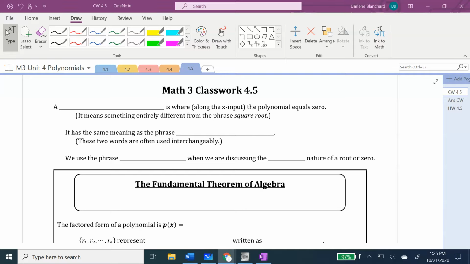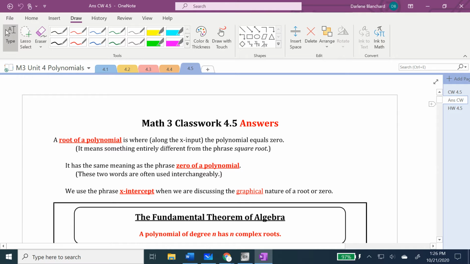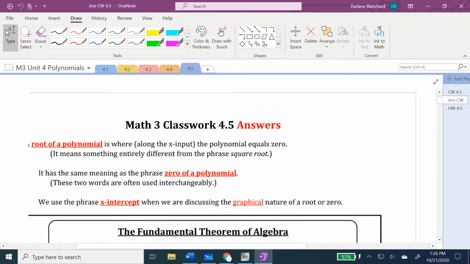For classwork 4-5, we get to learn what the fundamental theorem of algebra is. It's quite fundamental. So I'm going to go over to where I have the answers to these blank spots written in, so I can just point them out to you, and you can nicely read typed answers.